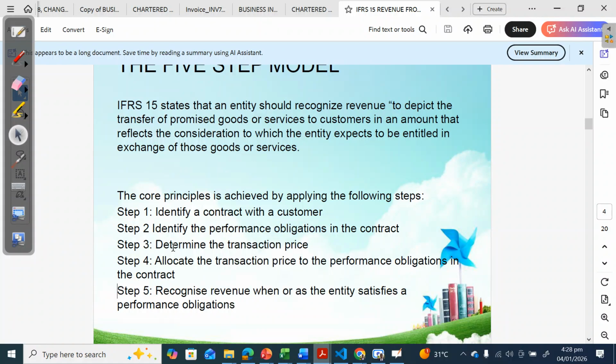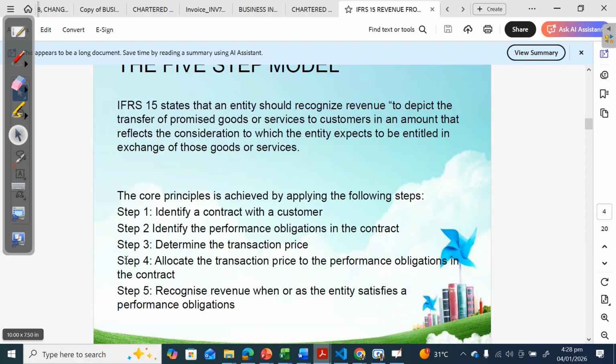And the third one is determine the transaction price. Every sale should have a price, so you need to determine the price. And in determining the price, we have to look at other variable factors like discounts, rebates, refunds. You can give a discount or maybe a premium or maybe a penalty, or rebates. All those are also aspects of pricing.